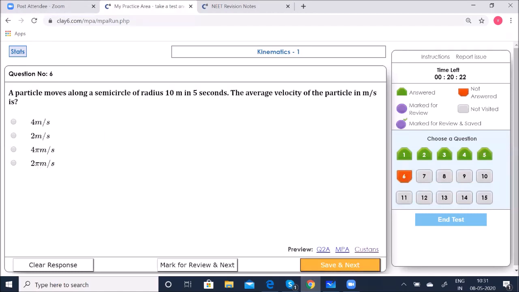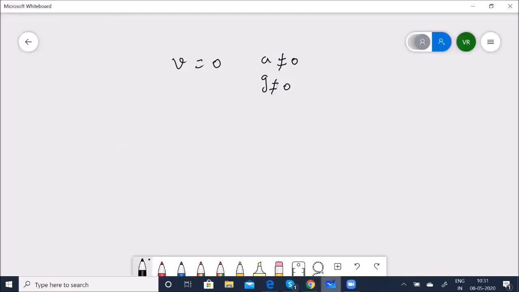Okay, going to the next question. A particle moves along a semicircle of radius 10 meters in 5 seconds. The average velocity of the particle in meters per second is what? Okay, this is pretty easy.